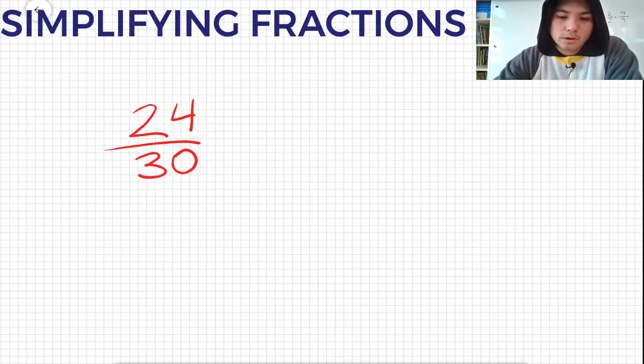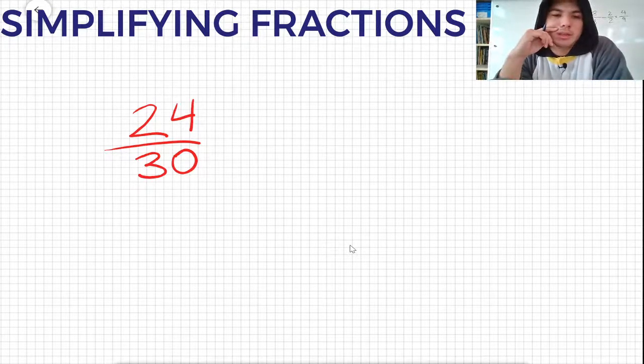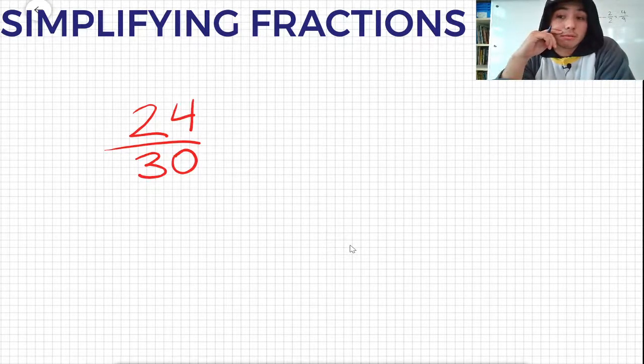So 24/30, let's think about this. Does 2 go in evenly? They're both even, so 2 would work. We could do divided by 2/2 and simplify it that way. But is there something greater? Would 3 work? 24, well, 3 times 8 is 24. And 3 times what is 30? 10. So 3 would work. So we could do it by 2 or by 3. Is there anything larger? Is there anything greater?